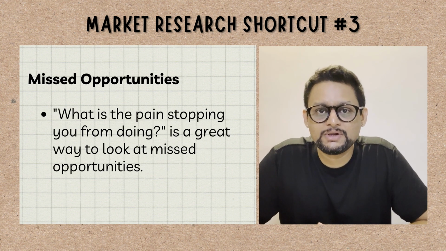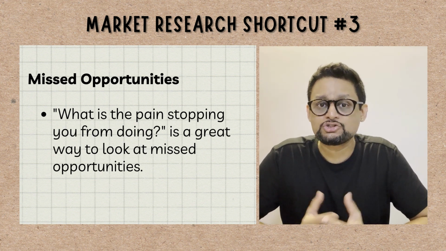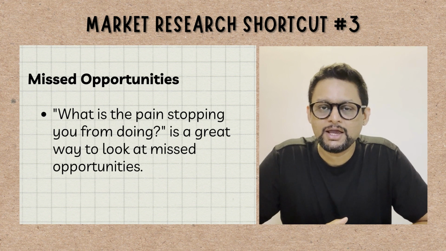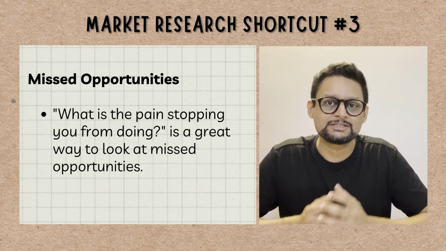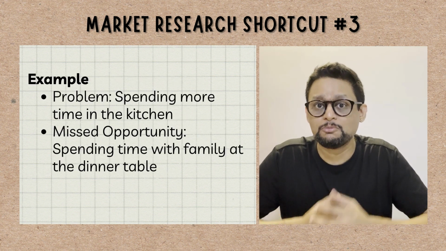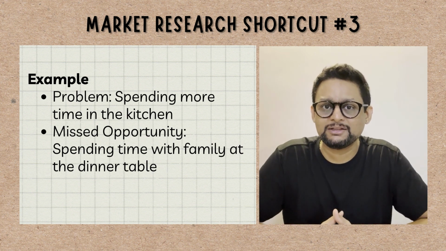Shortcut number 3 is missed opportunities. What you're basically trying to do with missed opportunities is to find out what they are missing because of staying anchored in the problem world. And a great way to frame this as a question is, what is the pain stopping you from doing? A quick example: if the problem is spending more time in the kitchen, then the missed opportunity could be not spending time with family at the dinner table.